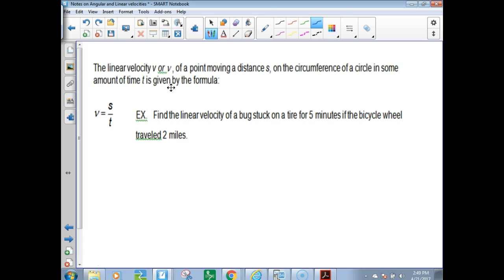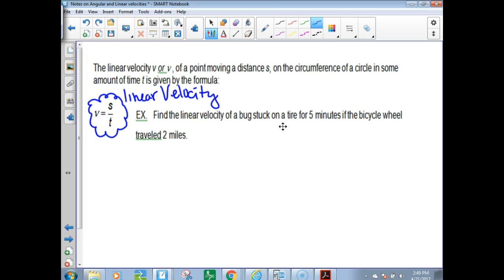The linear velocity v of a point moving a distance s on the circumference of a circle in some amount of time is given by the following formula. V equals s divided by t. That is linear velocity. You're going to need to know that formula. It is on your reference sheet.